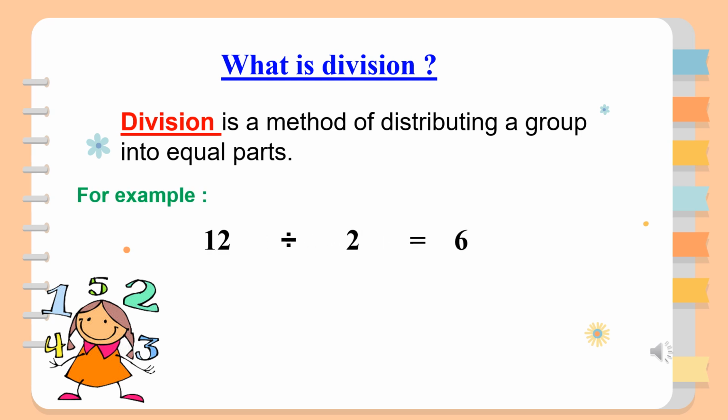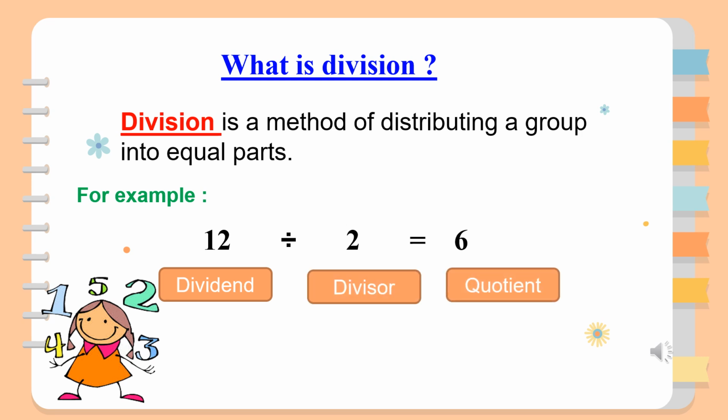For example, if we have 12 divided by 2, we search in table 2, 2 times what to be 12, 2 times 6. So the first number we call the dividend, divisor, and quotient.